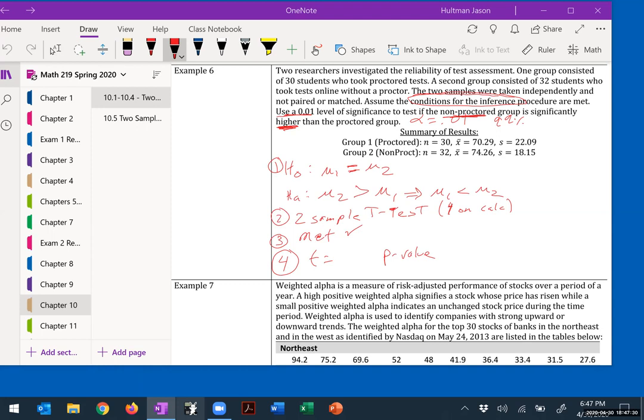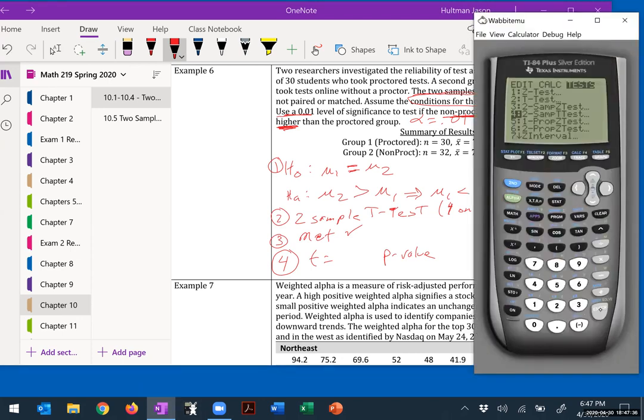Okay, so we want to go to number 4 here, 2 sample t-test, and we want to hit enter. What's the data? Well, it's already in there. The data is already in there from the confidence interval that I did. So yes, yes, yes.